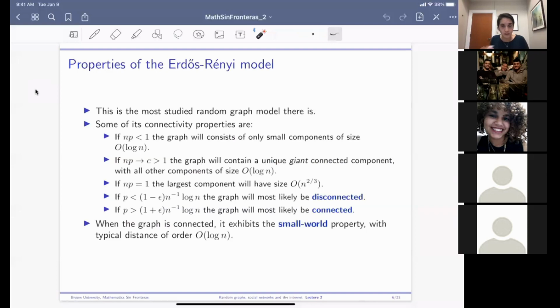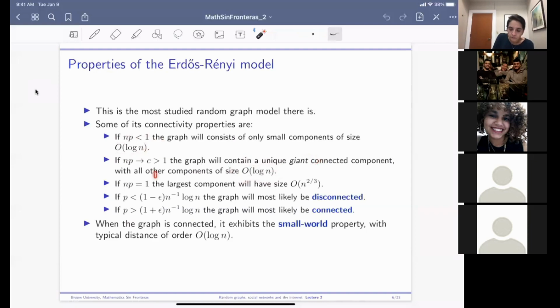Well, that's an interesting question to ask, and the answer is no. There's going to be a unique giant, and the second largest component that shows up is only going to be of order log of n. So it's going to be a lot smaller, in the same order as the components that we see in the fully disconnected case.